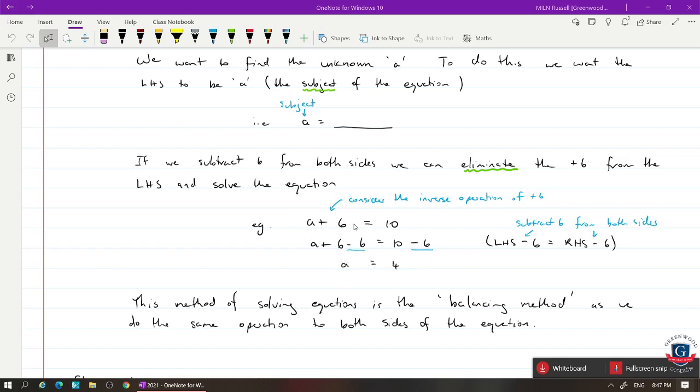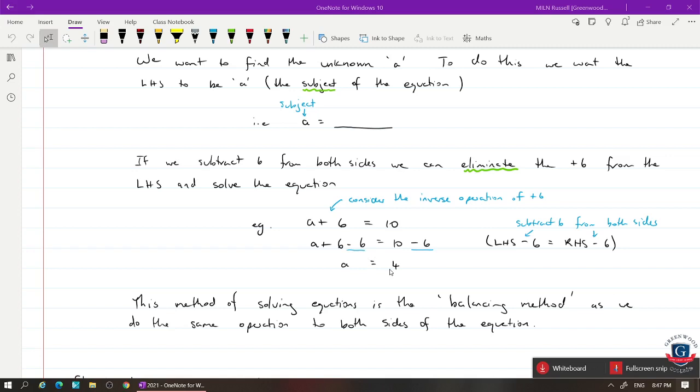So to eliminate the plus 6, which is the bit that's extra, the bit that's on the left hand side that we don't need, I would have to subtract 6 from it. Because 6 take away 6 would be 0, and a plus 0 is just a. So if I do that to the left hand side, to keep the two sides equal, I have to make sure that I do it to the right hand side as well. So subtract 6 from here, also subtract 6 from the other side, and lo and behold, if I do that, I get the right answer.